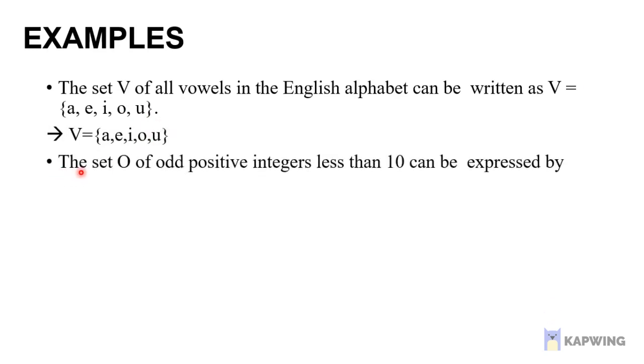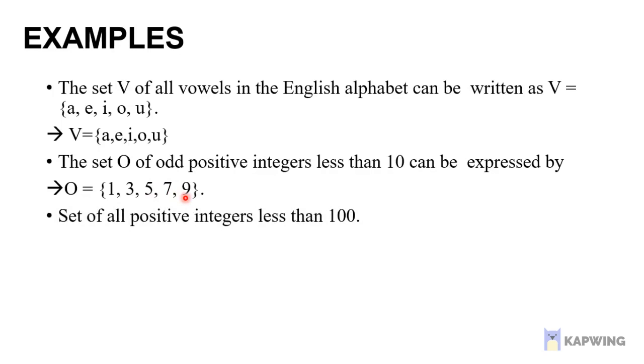The next question is the set O, the set name is O, of odd positive integers less than 10. How will I express this? The odd positive numbers are 1, 3, 5, 7 and 9. So we have built the set {1, 3, 5, 7, 9}.